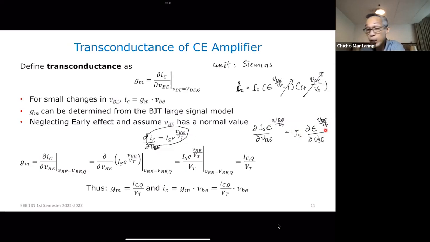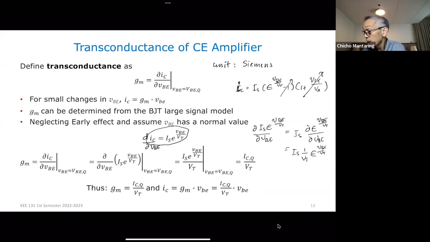What is the derivative of an exponential? It is also an exponential, but we have to get the derivative of the argument of the exponential. So this is going to be I sub S, 1 over V sub T, e to the VBE over V sub T. So that's exactly what you get here. But you have to evaluate that at VBE equal to your quiescent point. At VBE equal to your quiescent point, your numerator ends up just being ICQ.